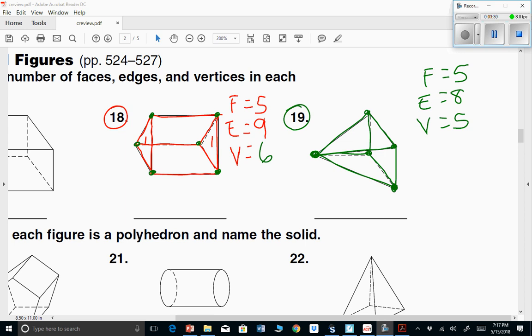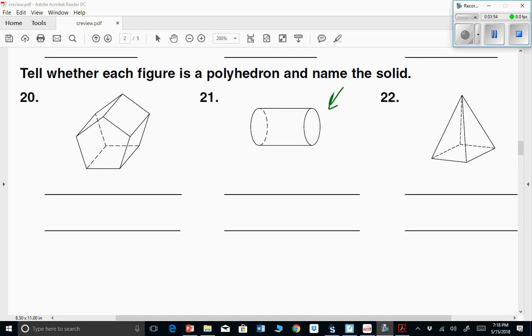These 3 shapes that we just looked at, they are referred to as being polyhedrons because they are 3-dimensional figures with only flat surfaces. You see this cylinder coming up down here. That's not considered a polyhedron because it has a curved surface. But the ones with only flat surfaces are all called polyhedrons. This section shouldn't be too hard. It simply says to tell whether each figure is a polyhedron or not and name the solid.